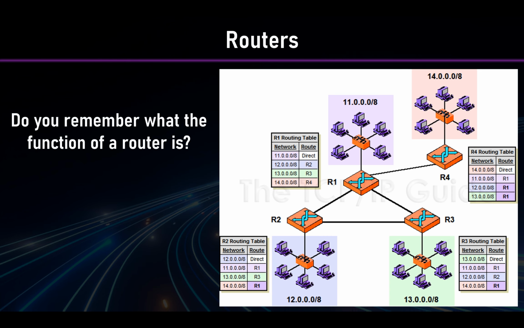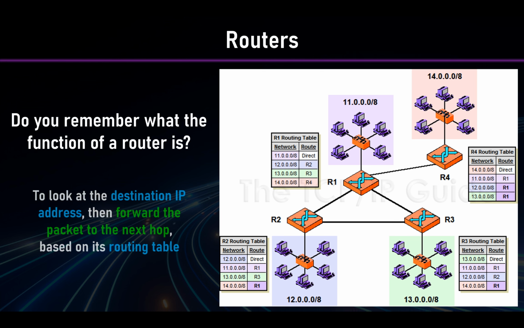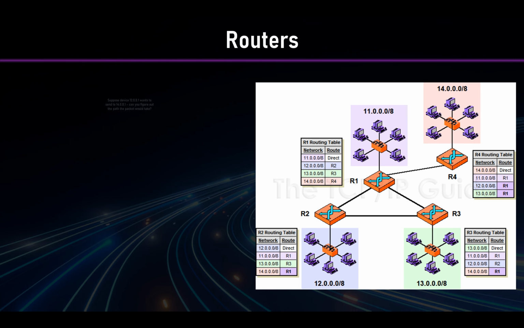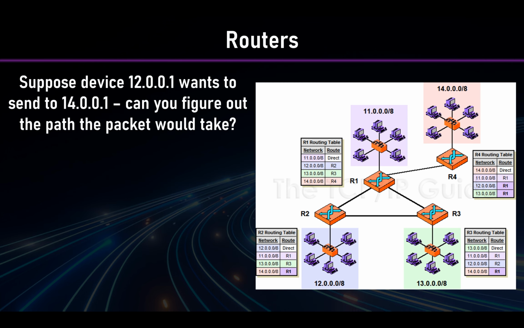Alright, I think we actually have looked at this one. Hopefully people can remember what the function of a router is. It's going to look at the destination IP address in the packet, then forward the packet to the next hop, so the next device, based on its routing table. The best way to understand that is with an example.